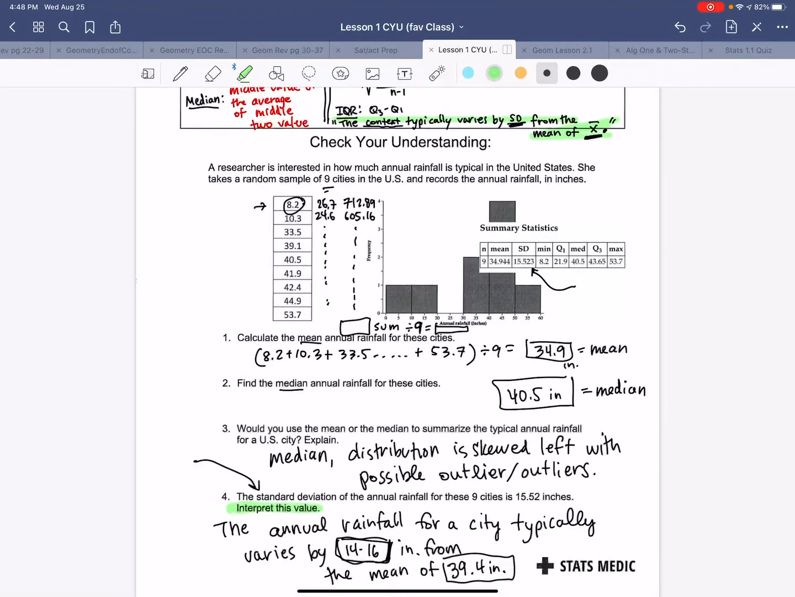All right, the context, the annual rainfall for the city typically varies by whatever the standard deviation is, that was 14 to 16 inches, from the mean of X bar, from the mean of 39.4. So that's how we describe or interpret the standard deviation value.